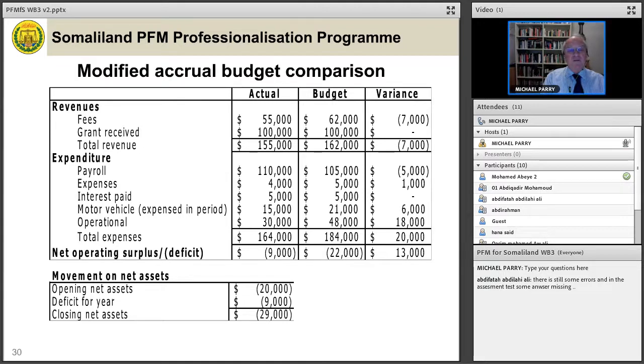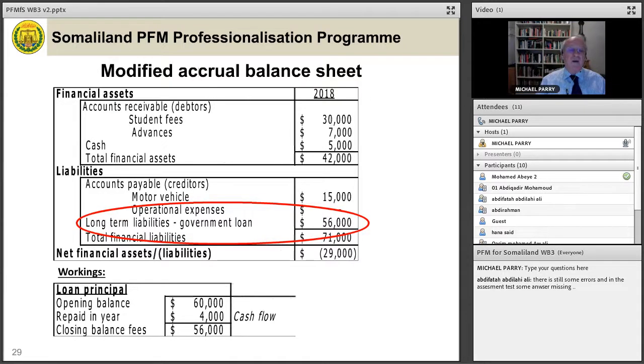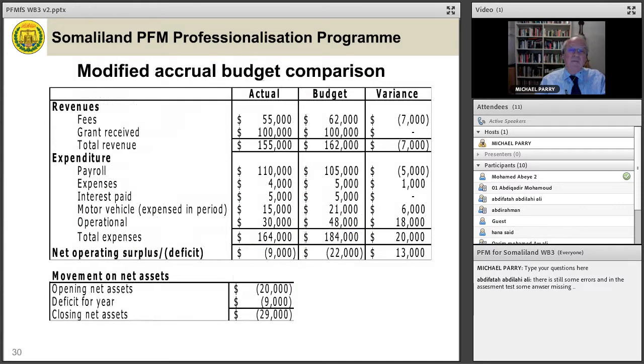And finally, notice that you can reconcile that. Now, you can go back and check these figures, but if you work it out, the opening net assets were $20,000. The deficit for the year, as shown on that statement, is $9,000, and the closing net assets, as shown on the balance sheet, are $29,000. So we can show the movement on net assets.